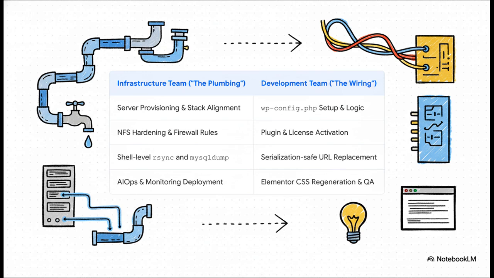The infrastructure team handles the plumbing. That's the servers, the storage, the raw data transfer. They deliver a running, stable stack. Then, the development team comes in and handles the wiring. That's the application logic, the serialization-safe URL updates, activating licenses, and the final CSS regeneration. The division of labor is crystal clear.